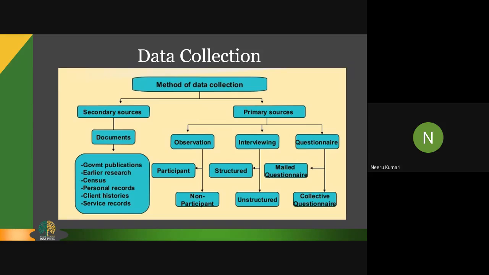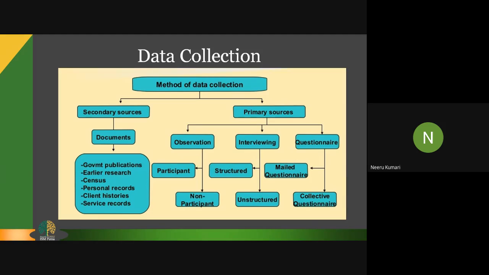So whenever we are talking about data, data is very, very important, and we can collect the data from different sources. There are different ways in which the data could be collected. Now you can see on the top, there are two important methods. One is the primary and the other one is secondary.